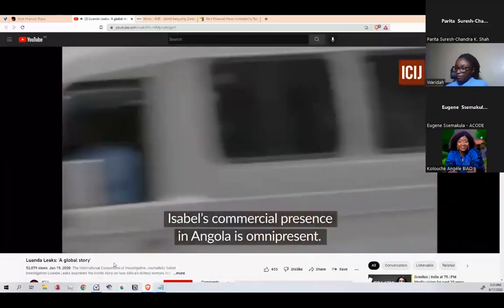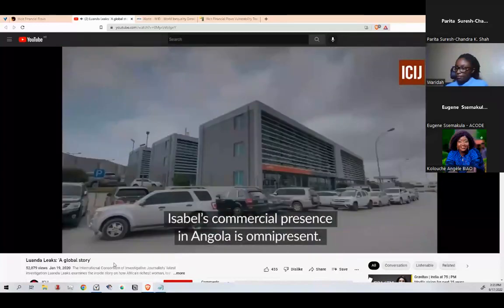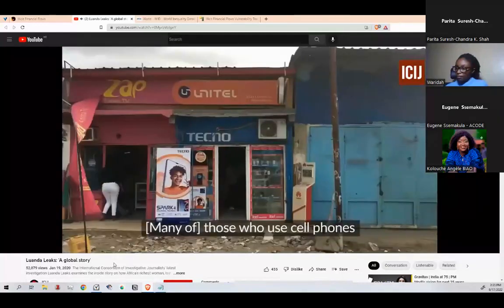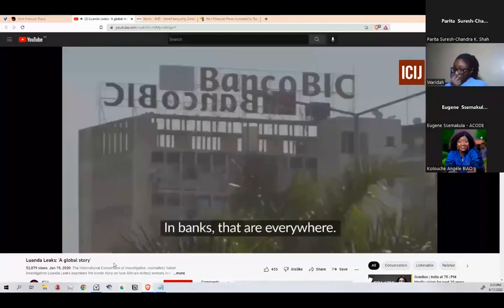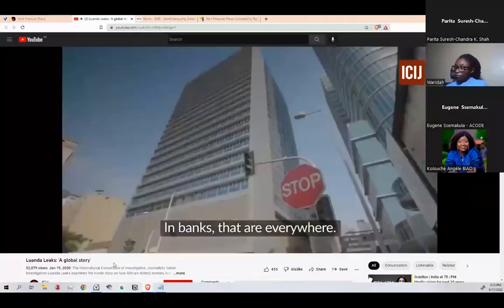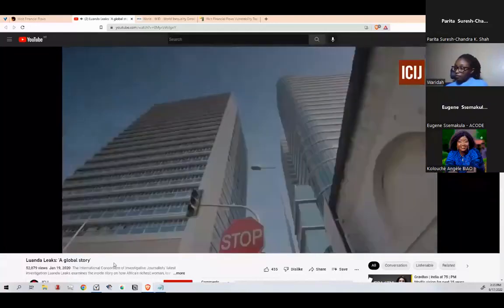Isabel's commercial presence in Angola is omnipresence. Those who use cell phones go through the company in which she has shares, Unitel. In banks that are everywhere. Then when you talk about construction, cement.